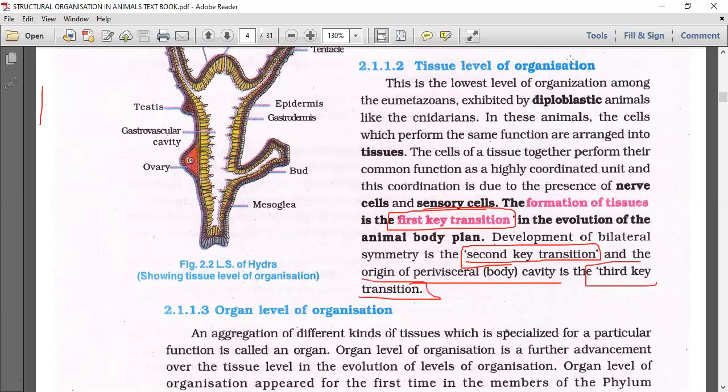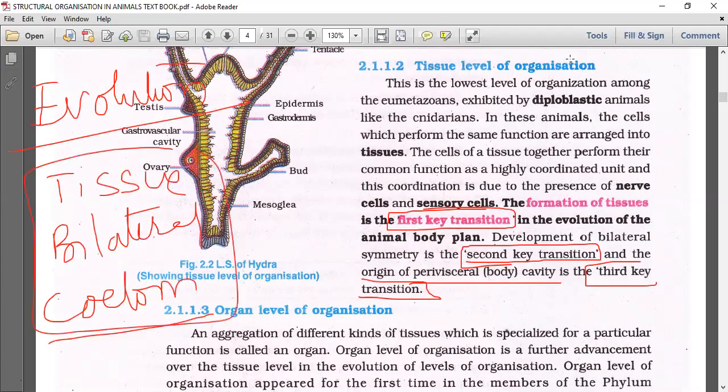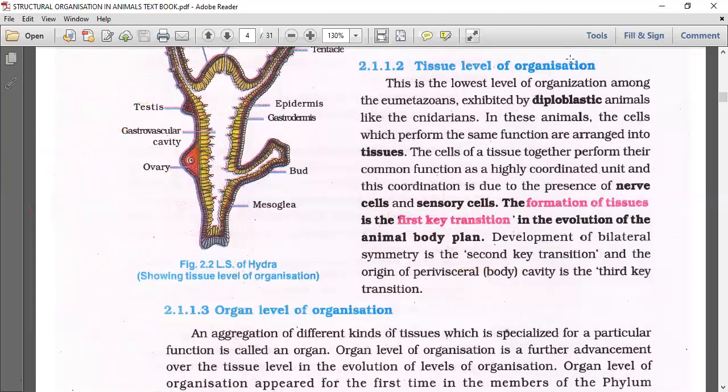In the course of evolution there are three milestones. One is tissue formation for the first time. Then the second key transition is the development of bilateral symmetry. The development of the true body cavity, coelom, is the third key transition. So what is to be learned from the tissue level of organization? It belongs to kingdom Animalia, subkingdom Eumetazoa, grade Radiata or Diploblastica. They have tissue level of organization. Examples are phylum Cnidaria and phylum Ctenophora.